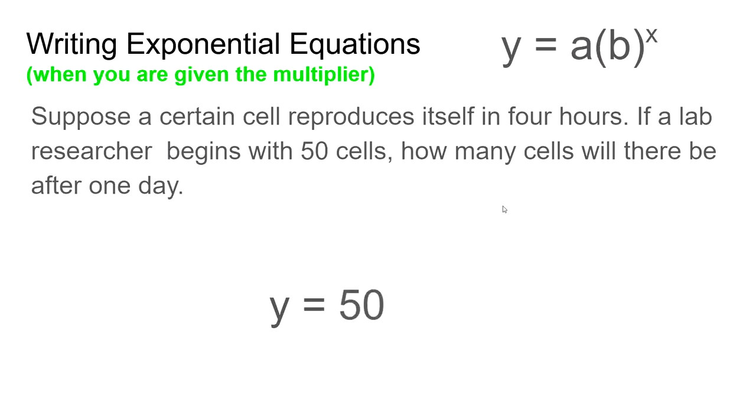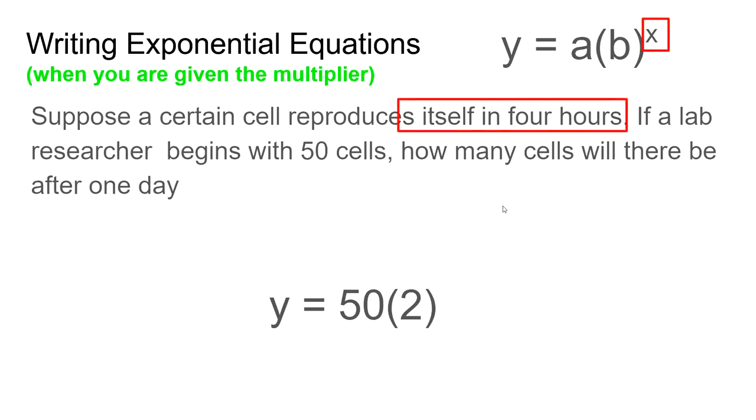Now we're going to find our multiplier, and the word that tells us what we're multiplying by is reproducing, and I think I mentioned it earlier. If it's reproducing, it's doubling. Each cell is going to double itself, and so that means we're multiplying by 2. And now all we're going to do is figure out how many times we're going to multiply by 2. Well, it says that it does it in 4 hours, and we want to know how many are going to be there after one day.